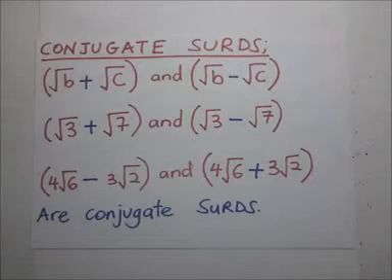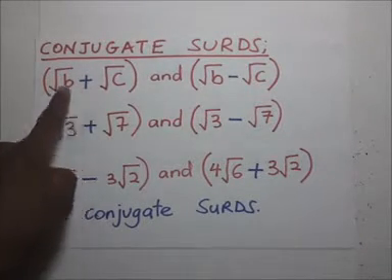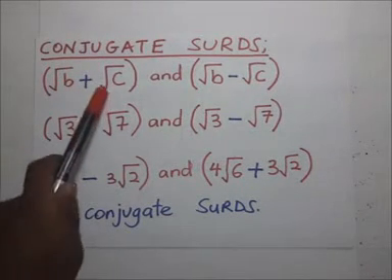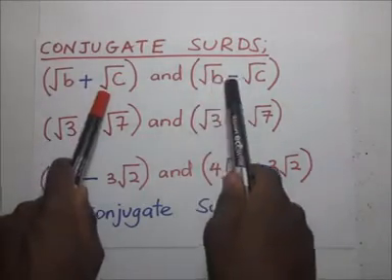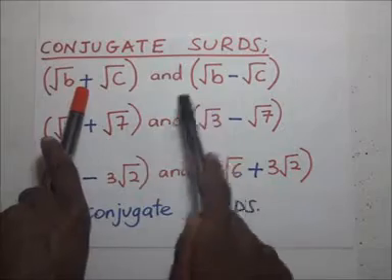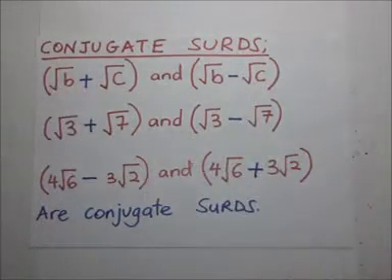Conjugate surds. These are simply surds that have a difference of either a plus or a minus in between them. In our illustration on our screen, we have the square root of b plus the square root of c, and root b minus root c. What is separating these two? This is a plus in between, this is a minus. These two are conjugates. One is the opposite of the other.